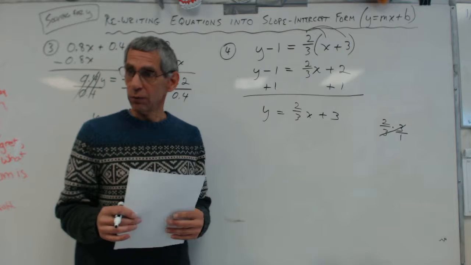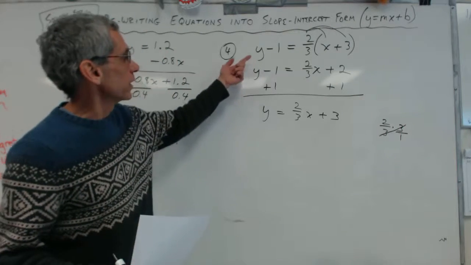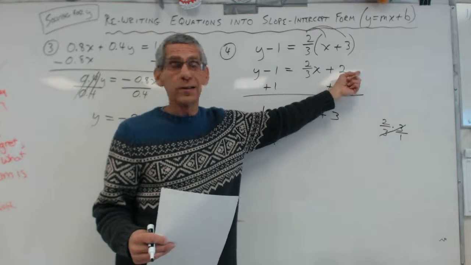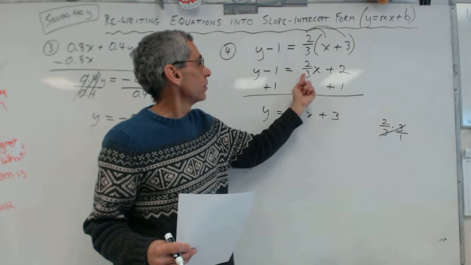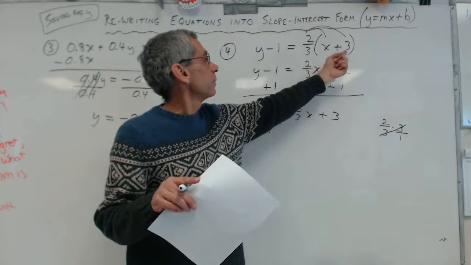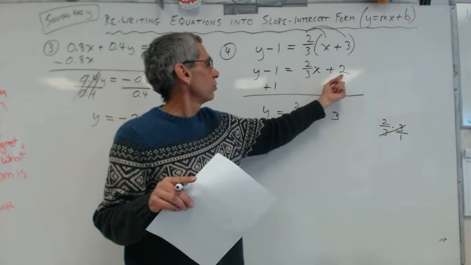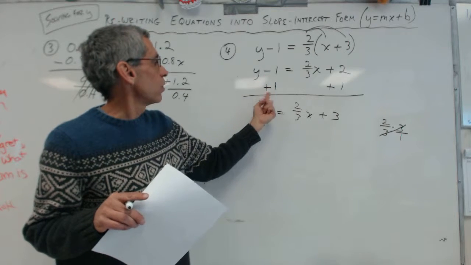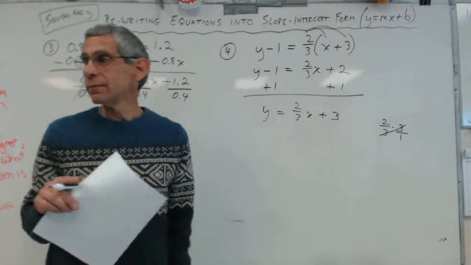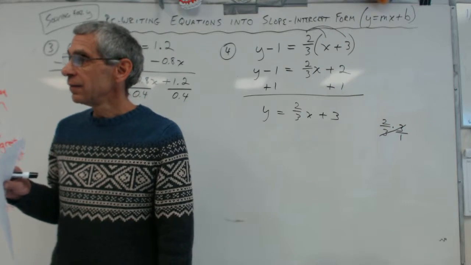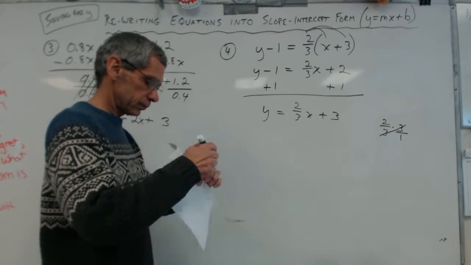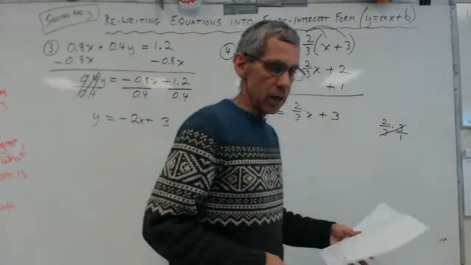Let's just review this one again. This is in point slope form. I have to get rid of the parentheses, so I multiply it out. 2/3 x plus 2/3 times 3, the 3's cross out, so 2. Now I just add this 1 to get y equals, y all alone, and that gives me that. Piece of cake. Very, very easy. I like cake. All right, so that is the lecture.